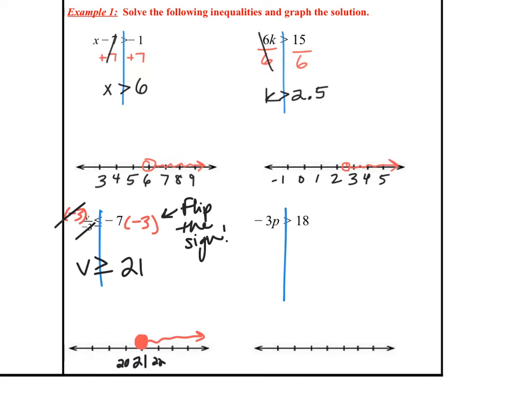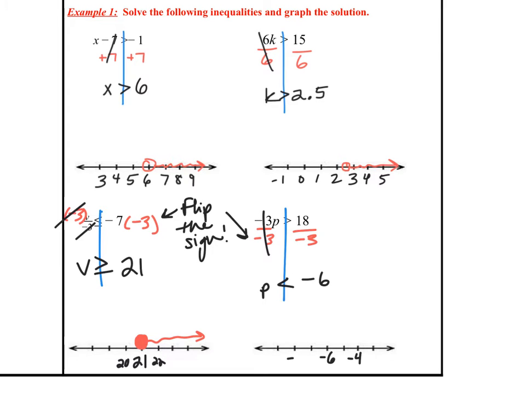Negative 3 is being multiplied by p. So to undo it, I will divide by negative 3 on both sides. And oh my goodness, look what happened again. Because you divided by a negative, you need to flip the sign. This cancels out. P is not greater than, flip the sign, less than, negative 6. On my number line, I will label negative 6 in the middle.